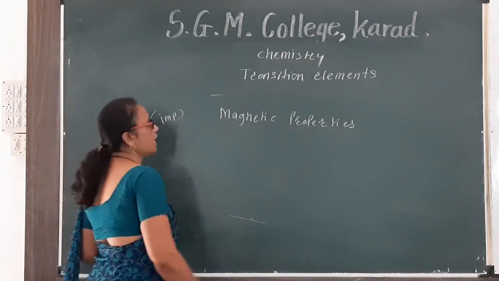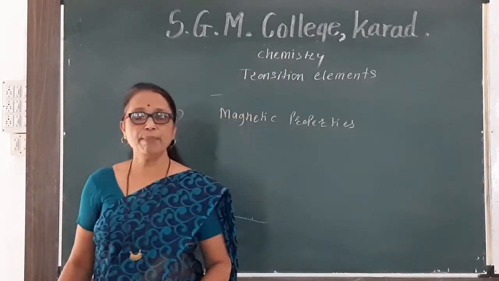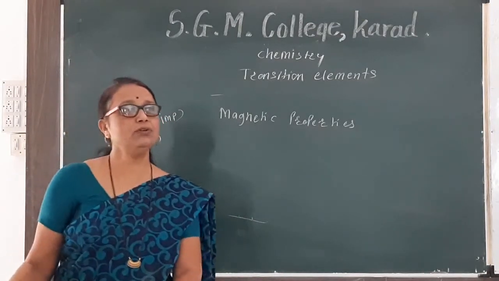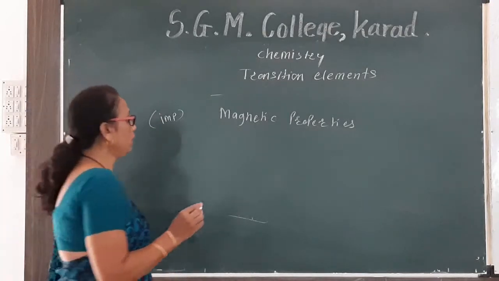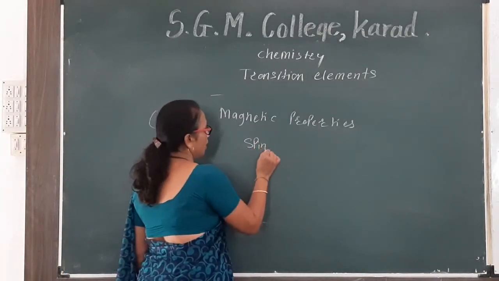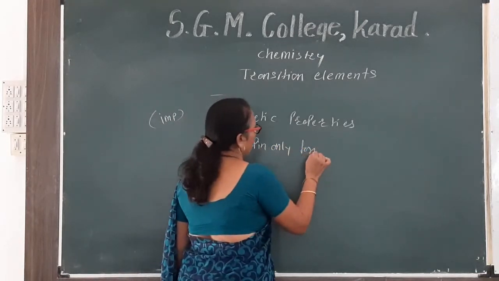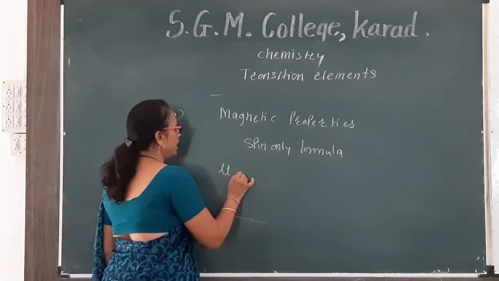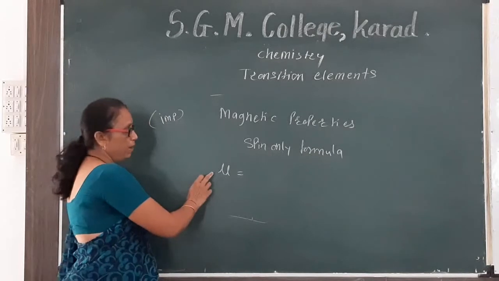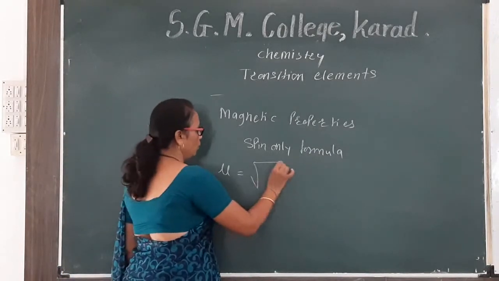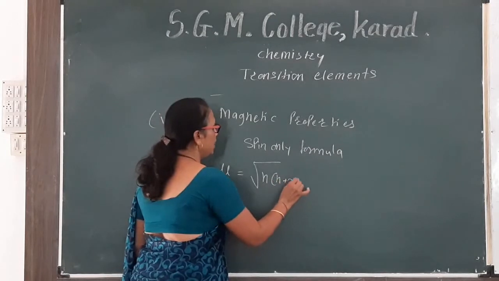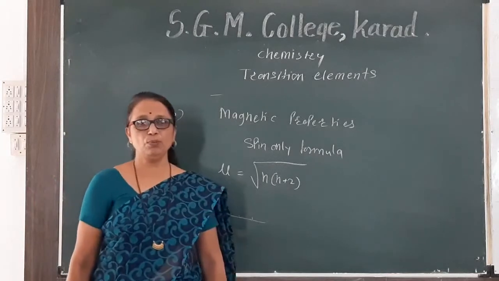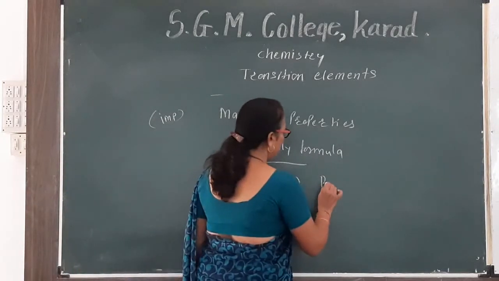Mostly questions are asked on the magnetic properties, to calculate the magnetic properties of these. Then how to calculate the magnetic properties? The spin only formula for calculation of the magnetic properties is mu, that is the magnetic moment. Mu, the magnetic moment, is equal to under root of n into n plus 2 Bohr magneton.